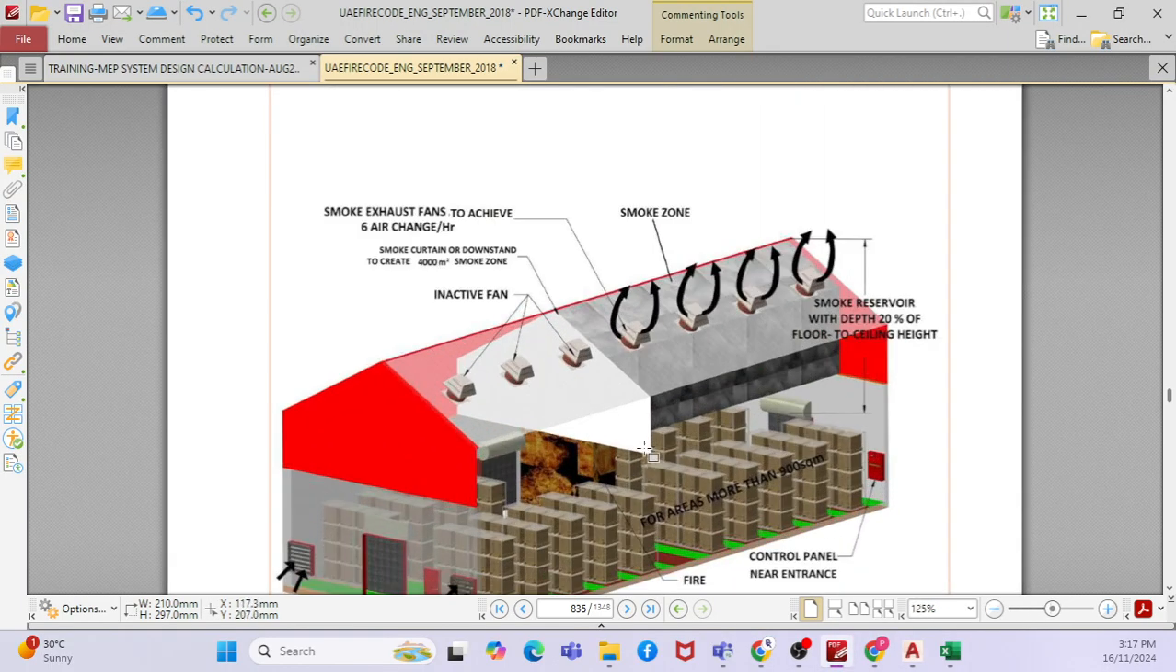You can see here, right? Down stand. Can you see this white color? That white color will be there in every 4,000 square meters, basically. Yes, it'll be, but it's not like that.